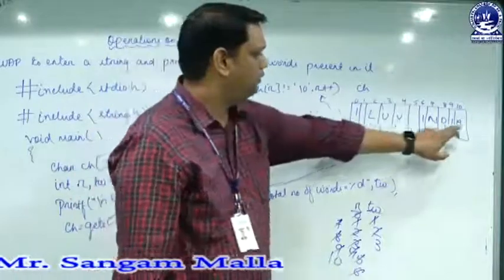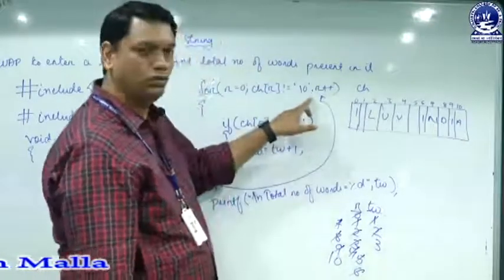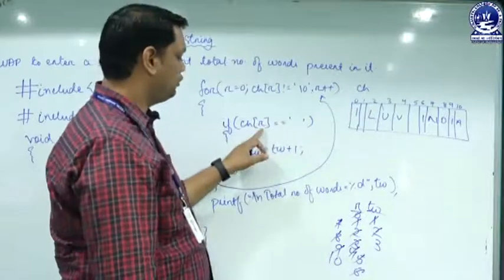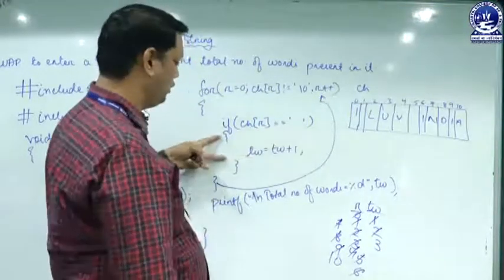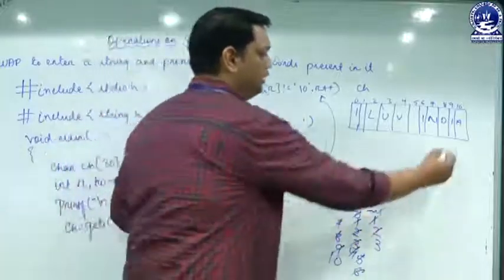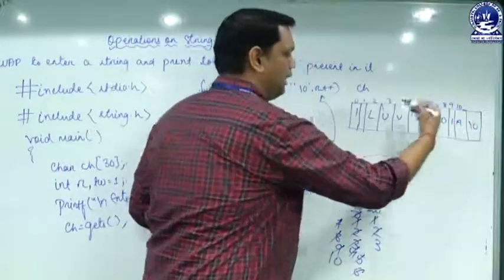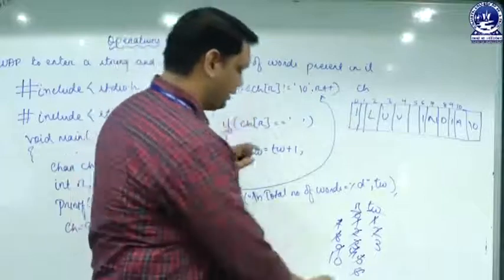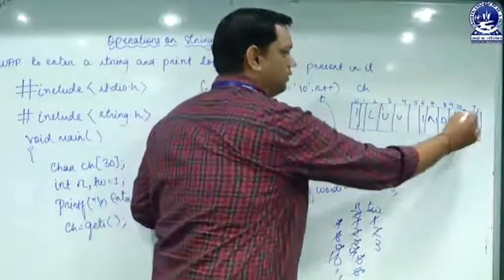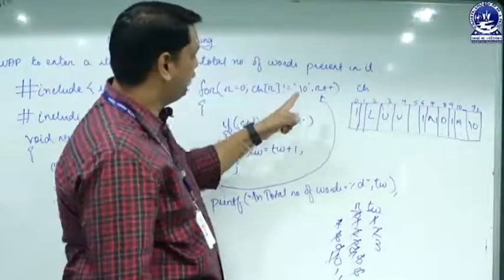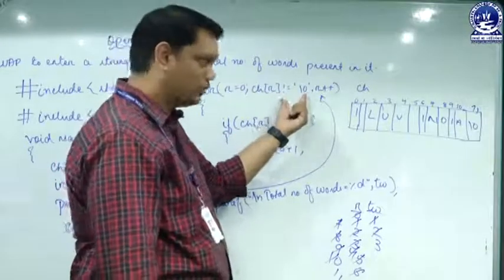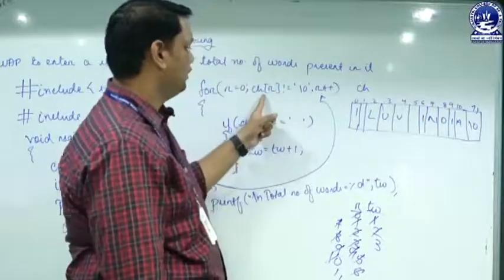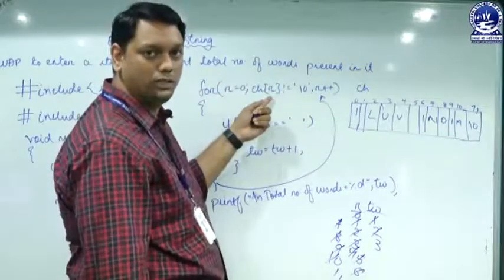Ch of 10, A, is not equal to \0? No, it will come over here. Ch of 10, that is A, is equal to blank space? No, it will not come over here. R plus plus, r value will be incremented and it will come to 11, that is \0. So ch of 11 is not equal to \0? Yes, ch of 11 is equal to \0. Here the condition will get dissatisfied, or false will be returned.